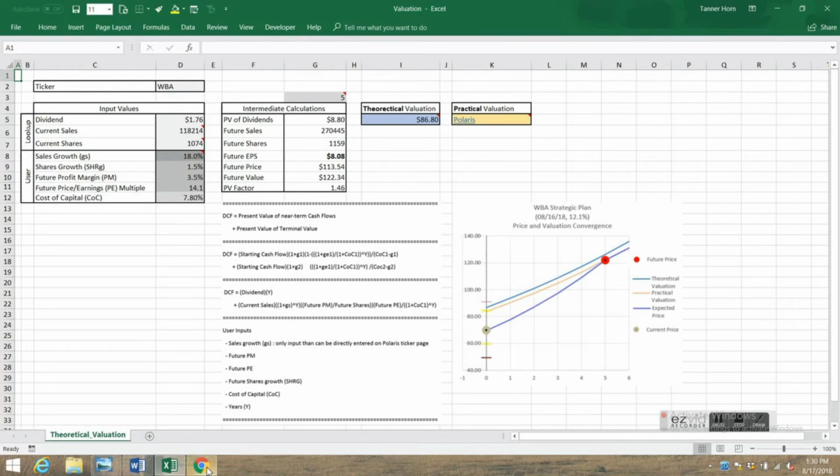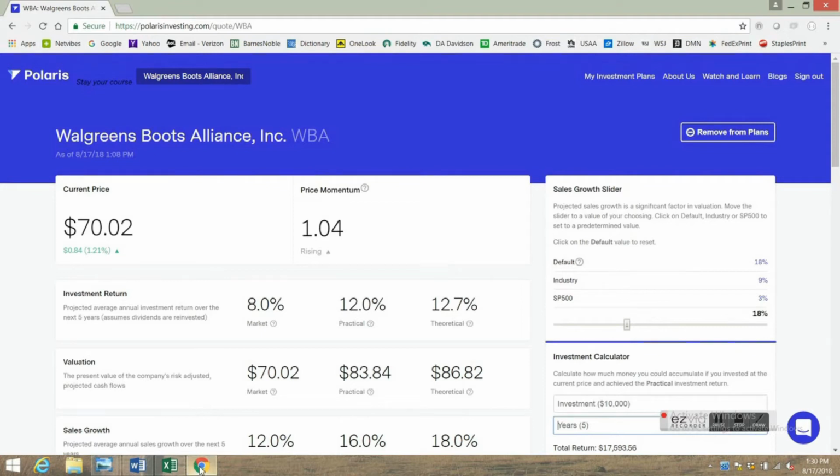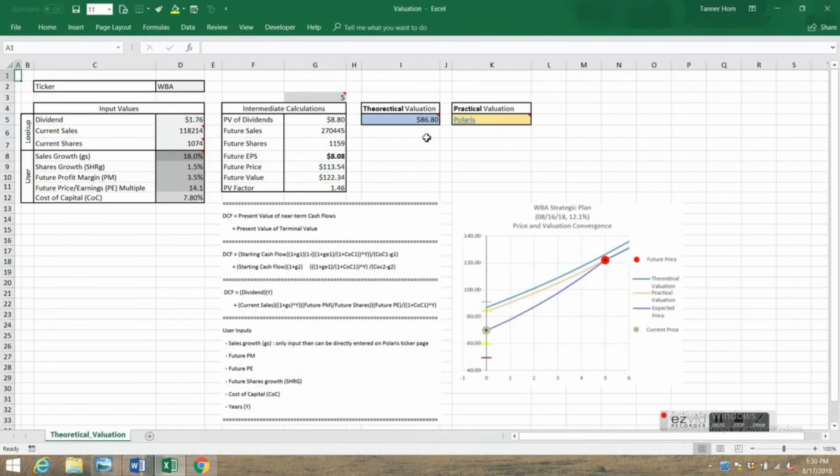It's the theoretical valuation. Comparing that to $86.82 that's currently shown on the website, the only reason for the slight difference is the input parameters are not quite as precise. They were just manually typed in here, so they're not carried out to 5-6 decimal places like they are on the Polaris website. So over here in column D are the input values along with Y.